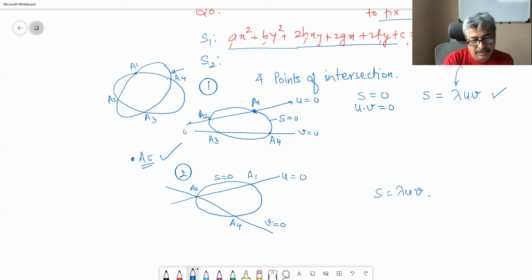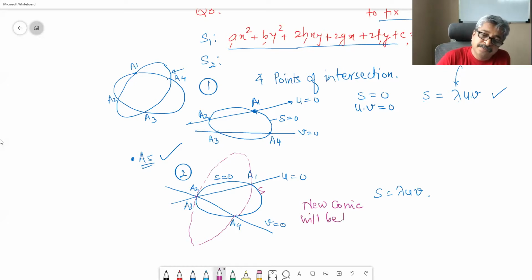S is equal to lambda UV. Is there any speciality of this conic in case 2? Because you were expecting 4 distinct points of intersection. However, A2 and A3 are the same. Therefore, all the conic sections that you will get are going to be passing through A1, passing through A4, and are going to be tangent to the given S at A2 and A3. That is what will happen because of obvious reasons, A2 coincides with A3. The new conic will be tangent at A2 and A3. Double root, A2 and A3 is a double root.